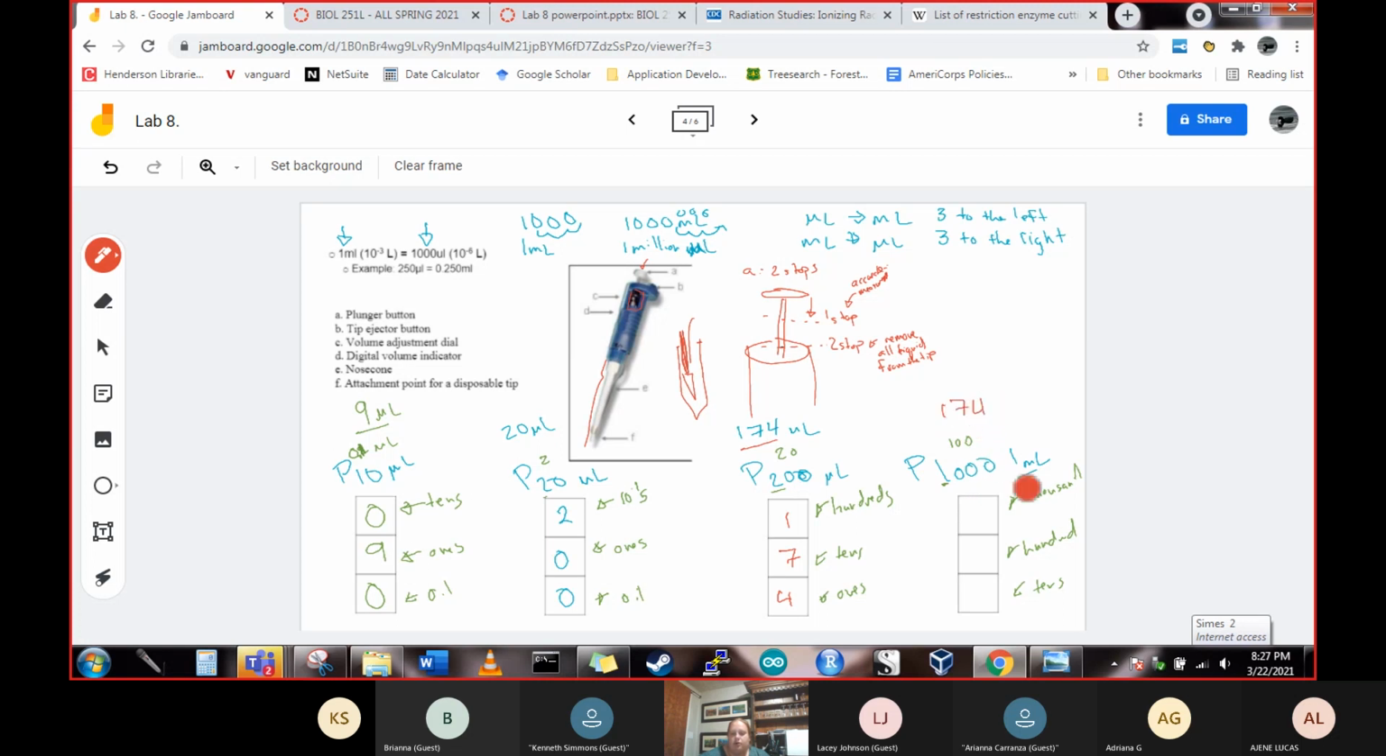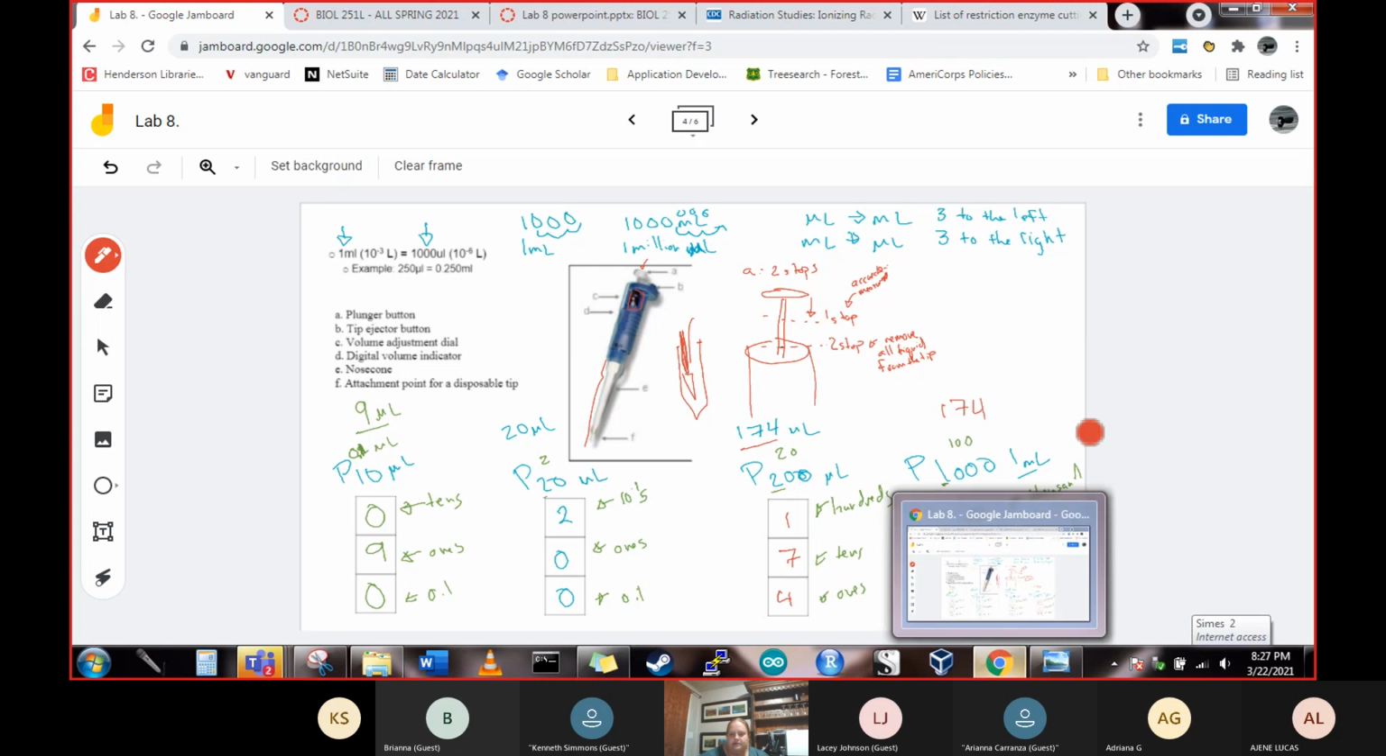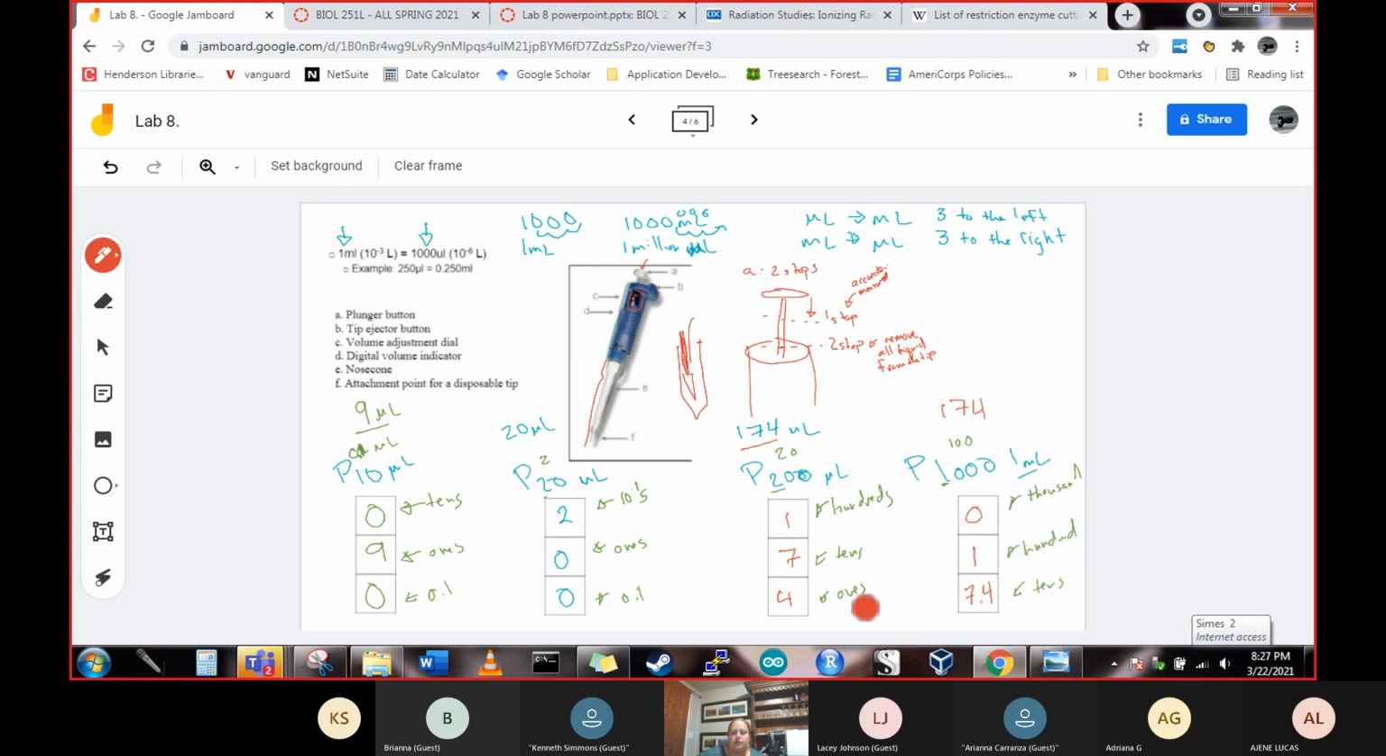So what would 174 look like on our P1000? There is no thousands, so there would be a 0 there. There's a 1 in the hundreds place, and there are 7.4 tens. So usually your last place can go to a decimal. So you could either write this, or you could write it as 017, and I would probably accept that too.